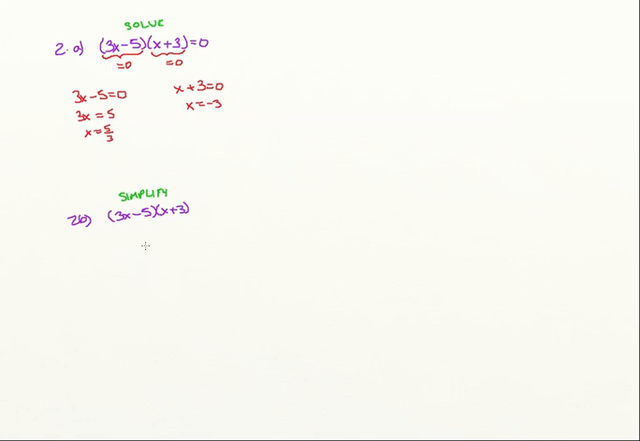When we're asked to simplify, we need to multiply this out. So we're FOILing.